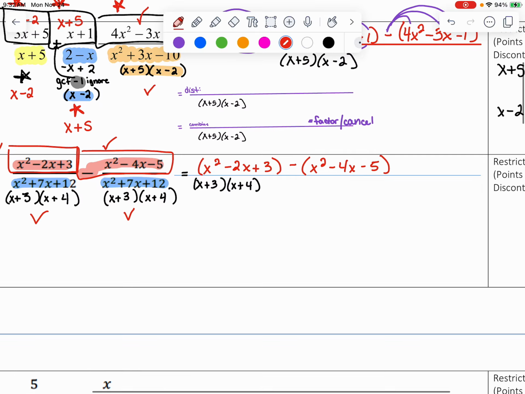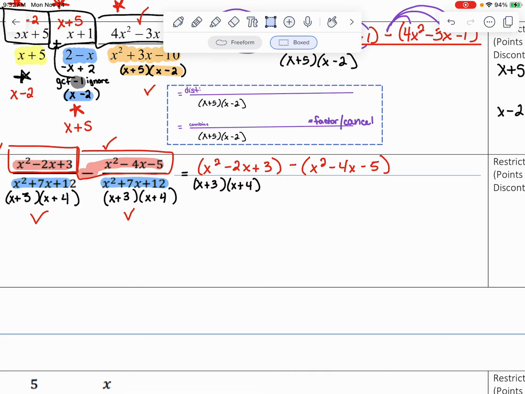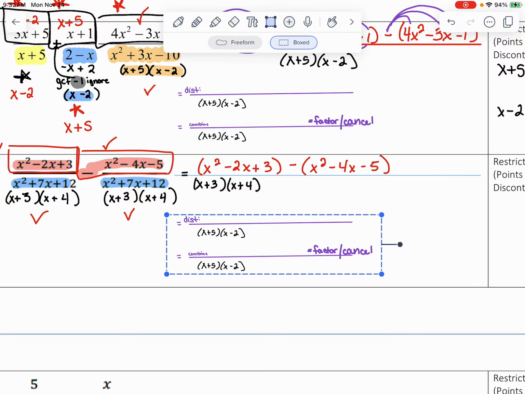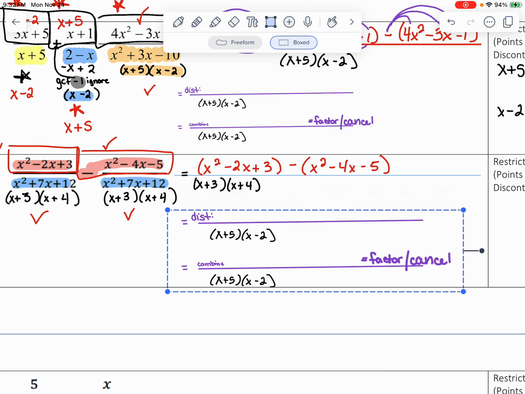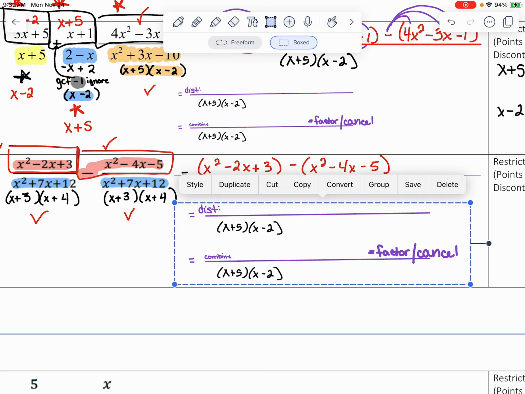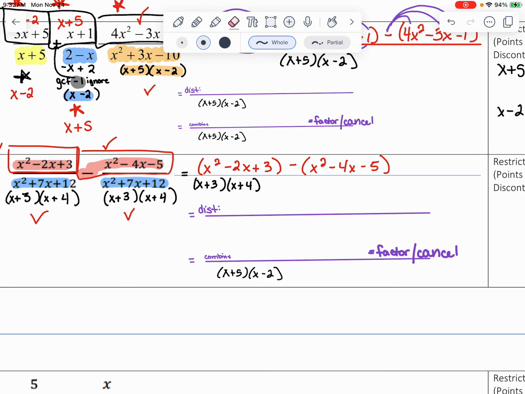All right, I'm going to leave you guys to do these steps. Hopefully you did in this first problem as well. You are going to need to distribute. After you distribute, you will need to combine. After you combine, you will need to try to factor. And after you try to factor, you will need to cancel.